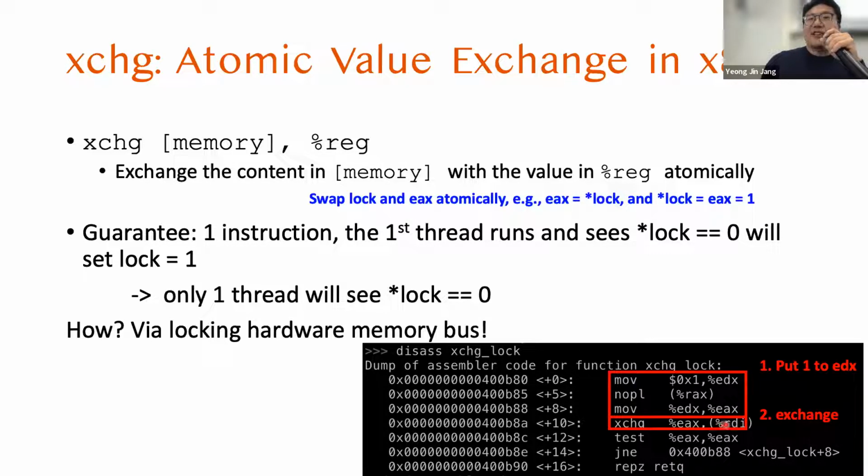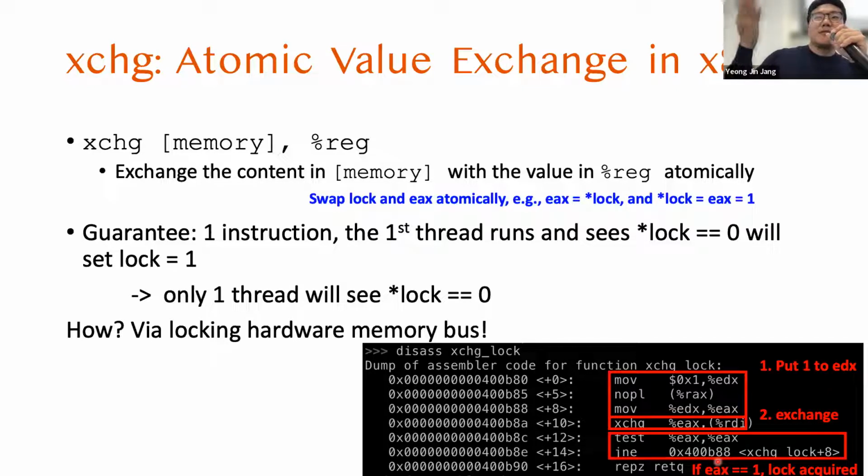So this is where exchange happens. With the single instruction, the CPU locks the memory bus, and it is guaranteed that no other CPUs are running at the same time. And later, based on the previous lock variable stored in the EAX value, they can determine whether the lock is acquired or not.